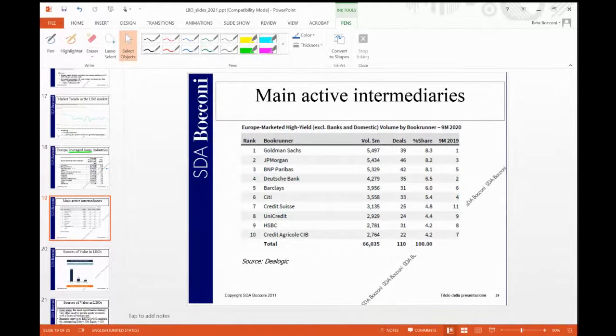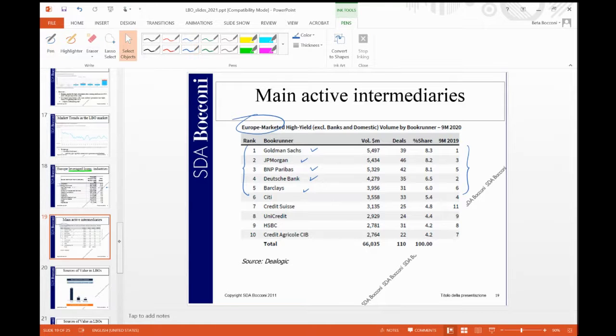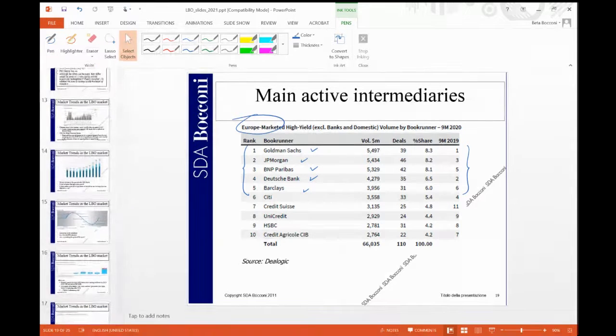In terms of main intermediaries, if you look at the European situation, you will see that in the first 5 positions, you have always the same guys. Some of the top Americans, JP Morgan and Goldman, and some of the top Europeans, BNP, Deutsche Bank, and Barclays. But we have seen these guys to be exactly the same for both ECM and DCM. So from this point of view, nothing particularly strange. So these are some additional elements that I wanted to show you.